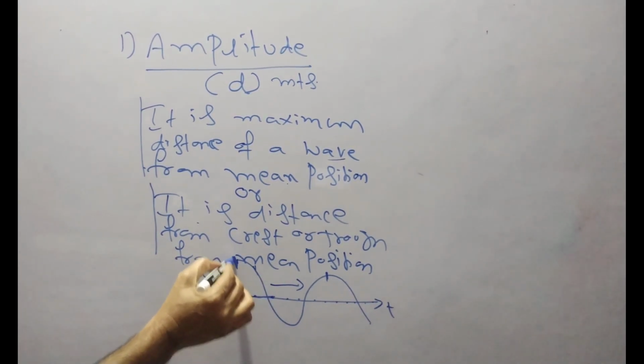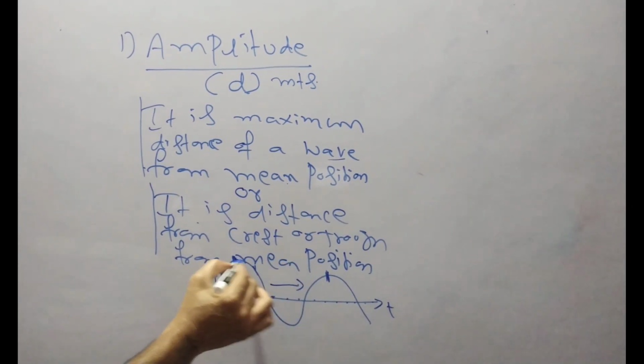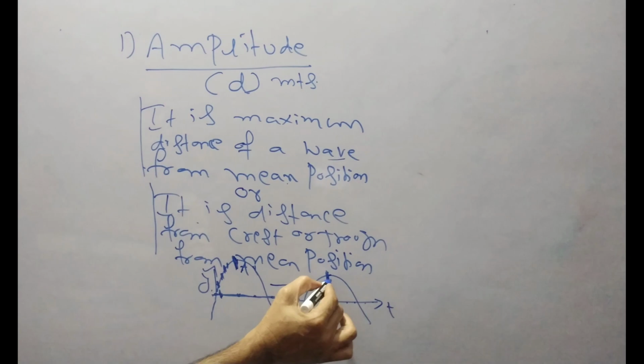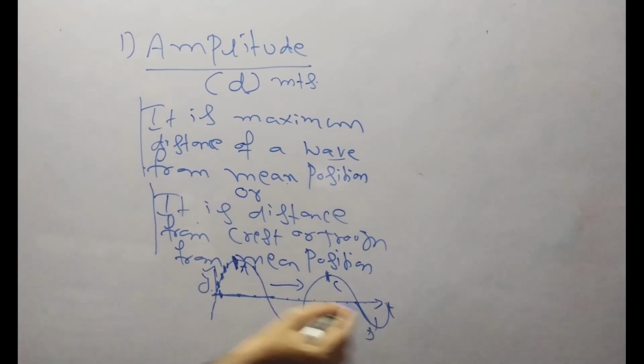So the maximum point is known as the peak point. These peak points are known as crests here, A and C. This is B and D. If you continue this curve, you will get D here, right? So B and D are known as troughs here.